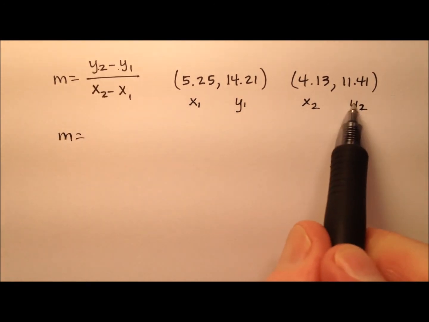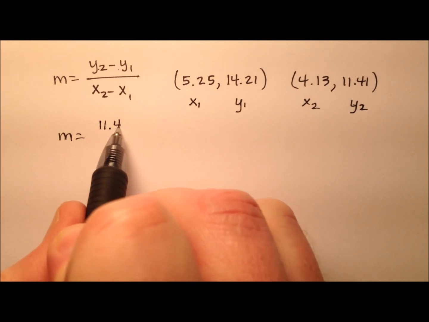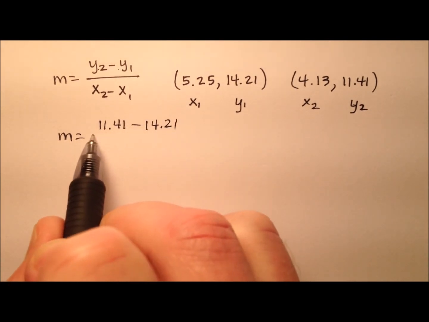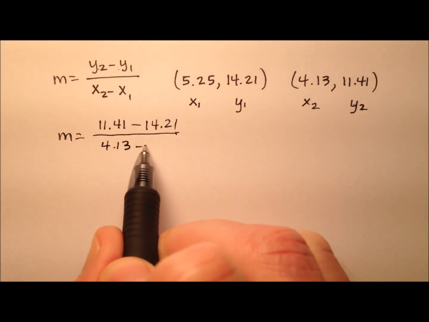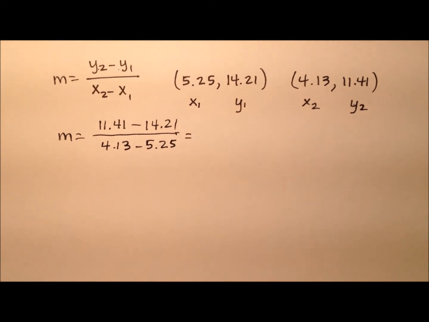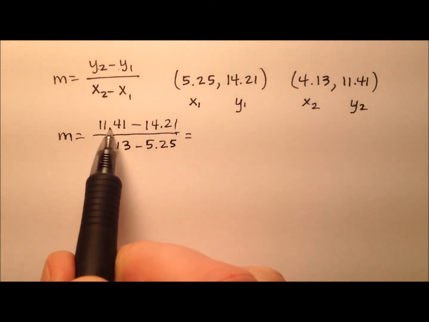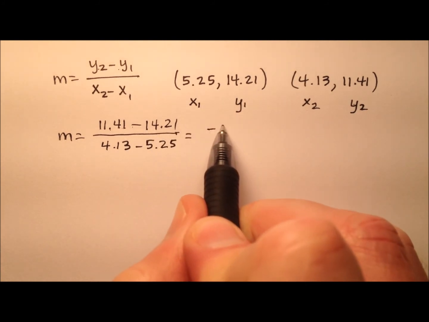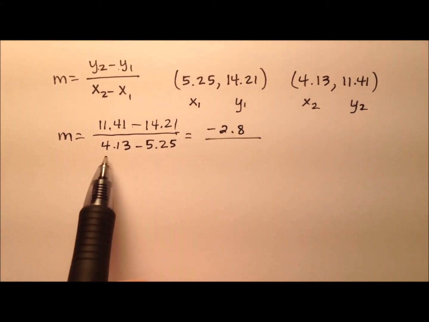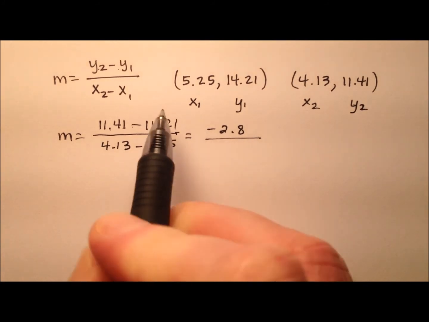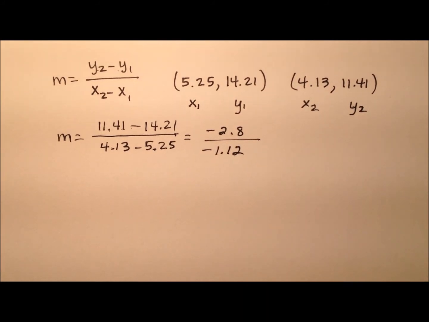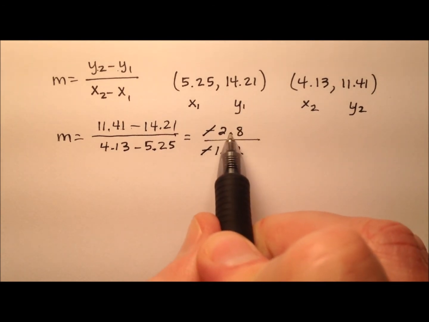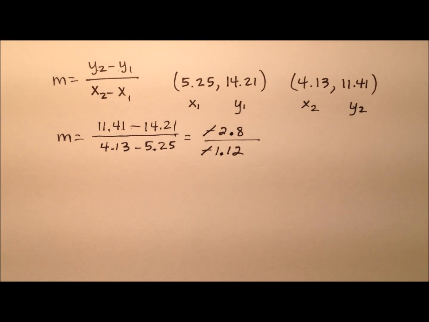So the change in y is y2 minus y1, so 11.41 minus 14.21. And in the denominator, we have the change in x, so 4.13 minus 5.25. Okay, so when I subtract here, 11.41 minus 14.21 will be a negative 2.8. Okay, and 4.13 minus 5.25 is going to end up being, let's see, negative 1.12. Well, I notice right away these negatives can cancel. And so I have a fraction with a decimal in the numerator and a decimal in the denominator.